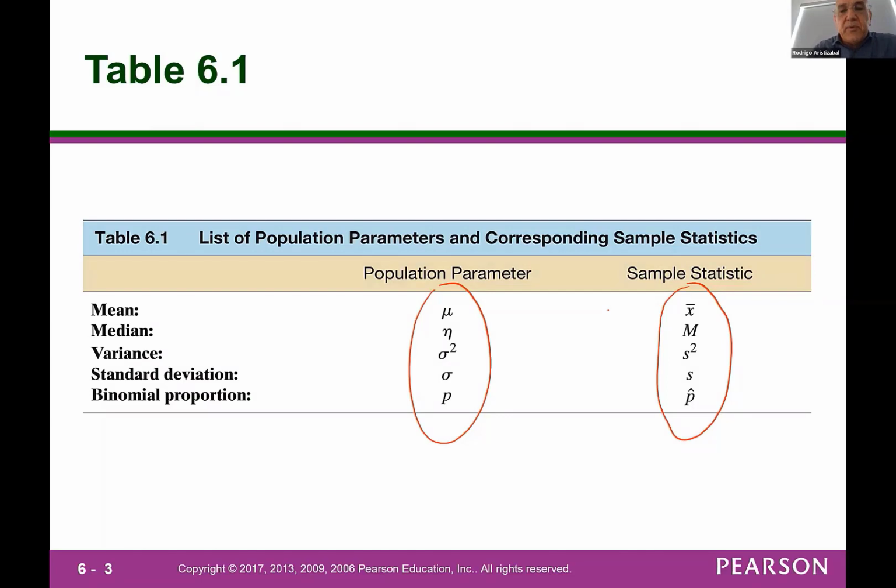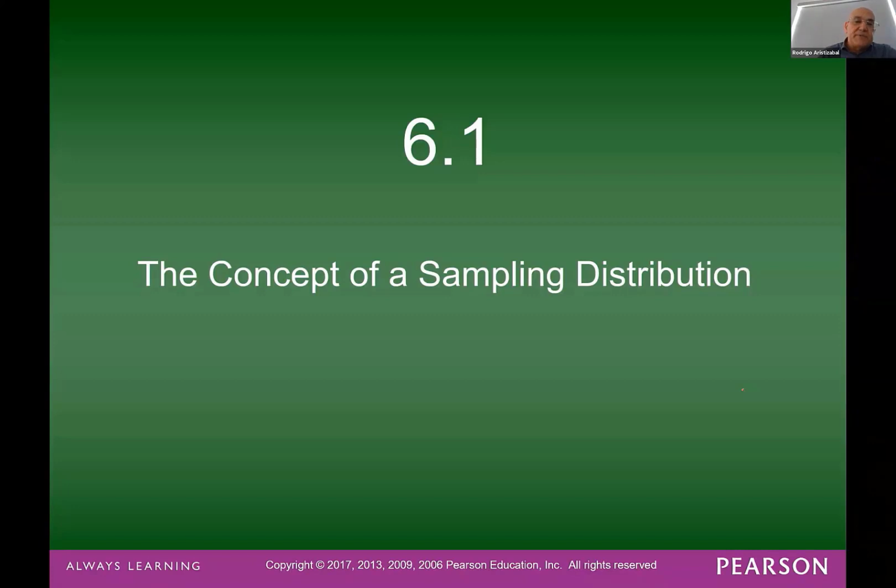In the next four chapters, we are going to focus on two parameters, the mean and the proportion. This is our target parameter, but we are going to use the sample mean and sample proportion to estimate this parameter. The concept of sampling distribution.